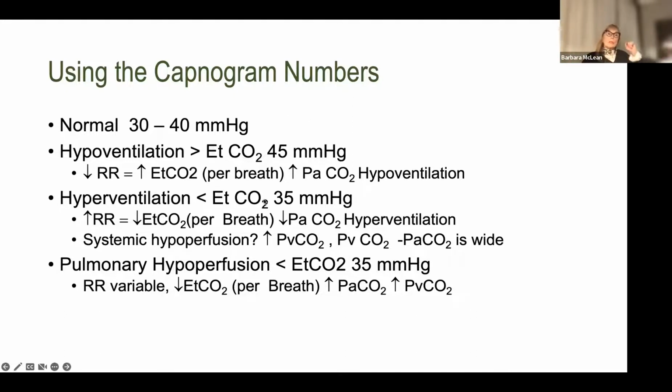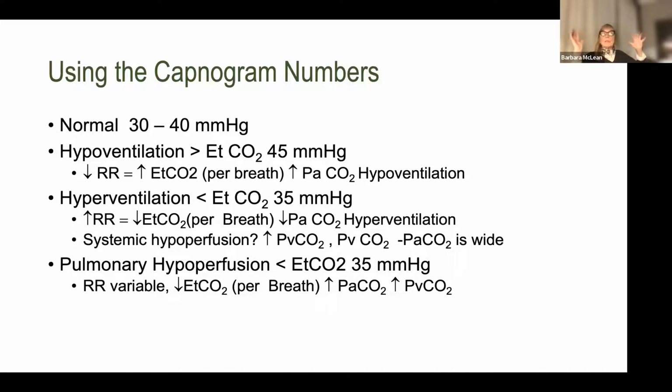Hyperventilation: because they're breathing really fast, they don't have enough time to clear CO2 with each breath, so the end-tidal CO2 goes down. It typically goes down below 35. So the patient increased his respiratory rate, but the end-tidal CO2 per breath has gone down. And his PaCO2 has gone down because over a minute's period of time, this patient who is breathing really fast is clearing a lot of CO2. Maybe not clearing as much with each breath, but clearing a lot because he's breathing rapidly over time. Now that's going to be hyperventilation.